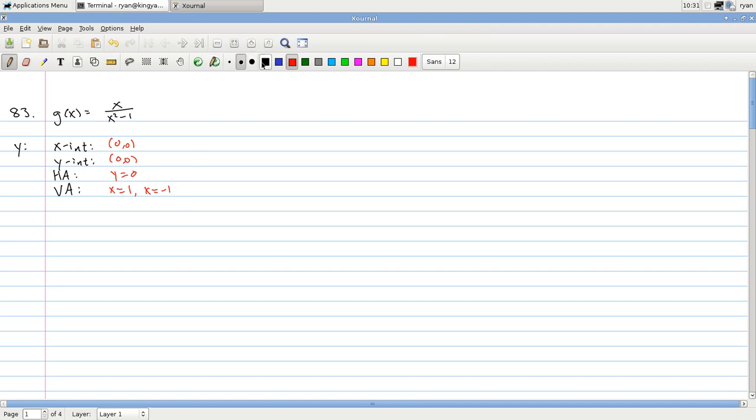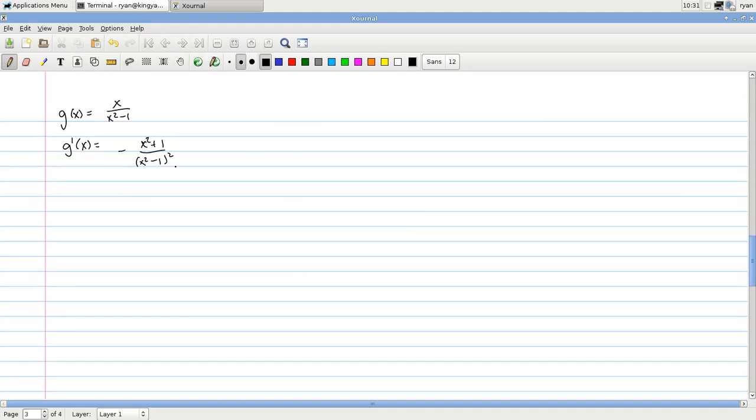Now we've done everything we can based on the original function. We're going to move on to its derivative. So for the derivative, we're going to look at maximums and minimums, as well as intervals of increase and decrease. So let's move on to the derivative. Given the original function is x over x squared minus 1, we can differentiate using the product rule and simplify, and we should get this as our derivative.